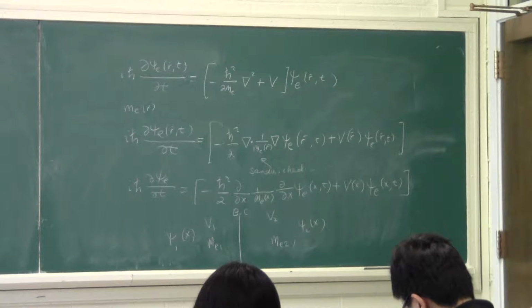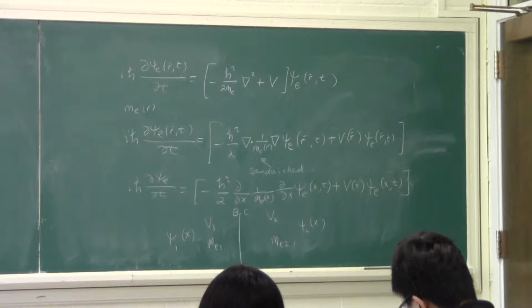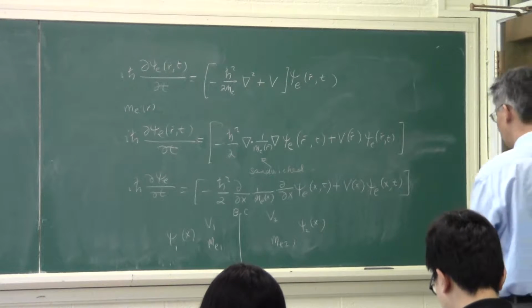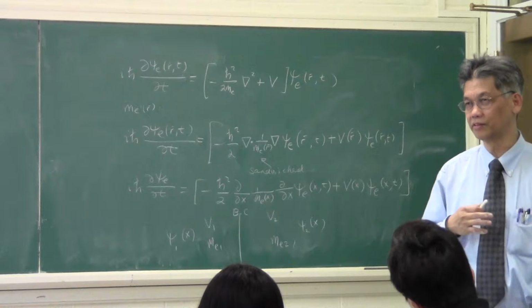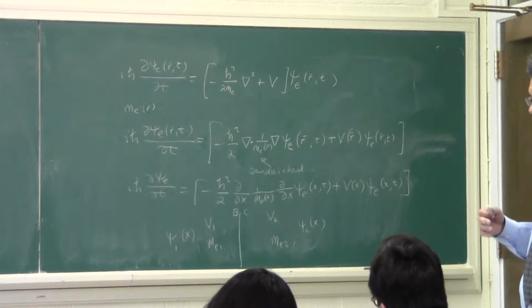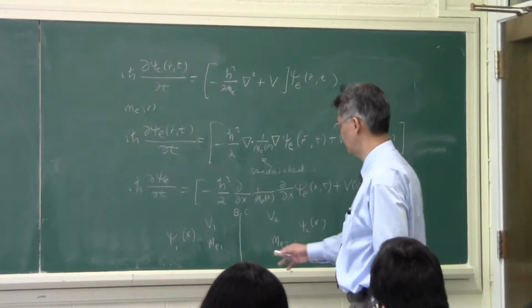If you just stare at the Schrodinger equation, you need at least two boundary conditions at the interface, just like what you did in your transmission line problem in ECE 350. You always need two boundary conditions. Like in the case of transmission line, it is the continuity of the voltage and continuity of the current. Those are the two boundary conditions.